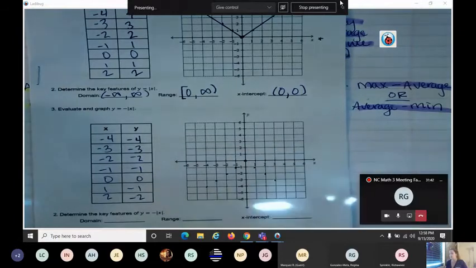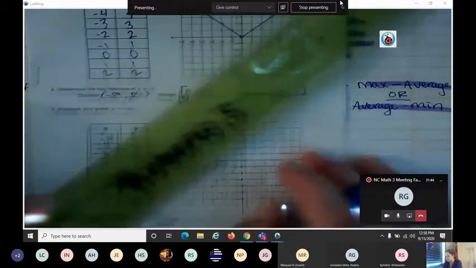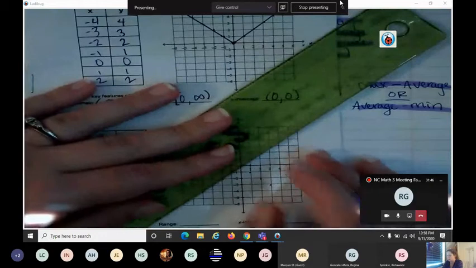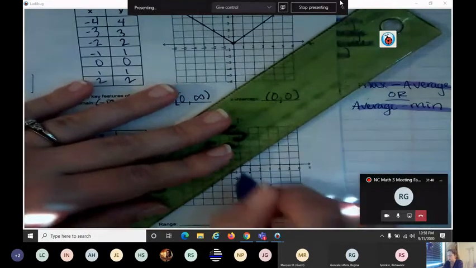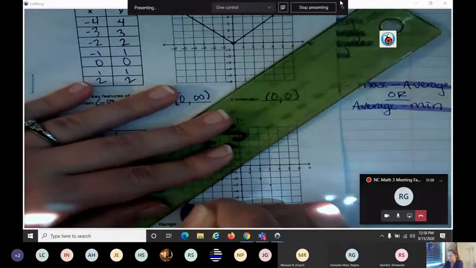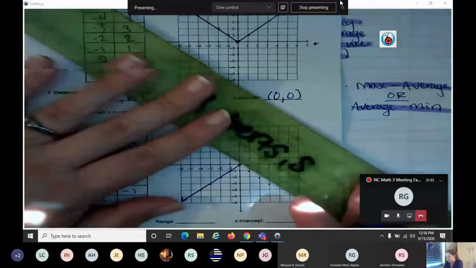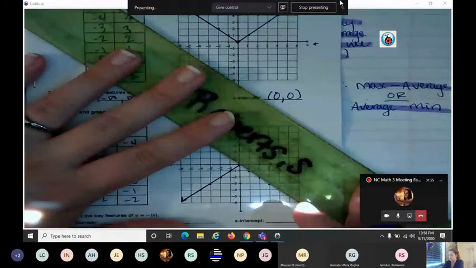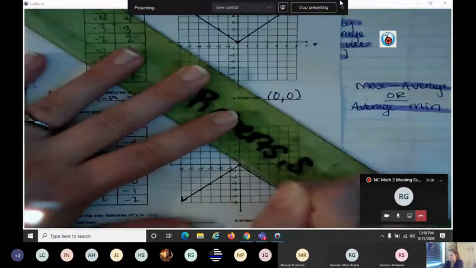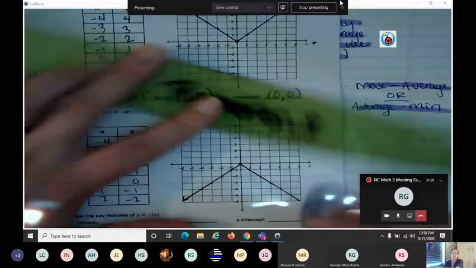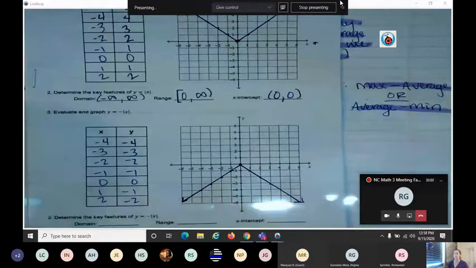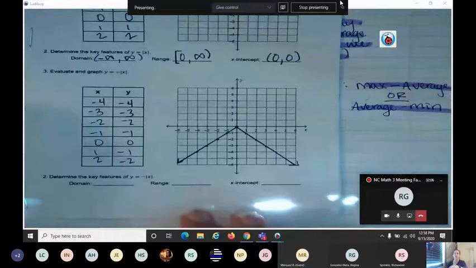Okay, so I'm going to grab my straight edge and draw my lines. Okay, so there's that side. And this side. Okay. So there's our negative absolute value function. And now we want to determine the domain and the range for that.